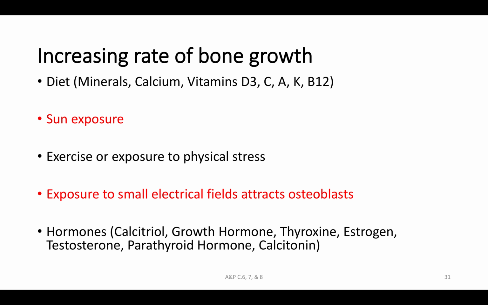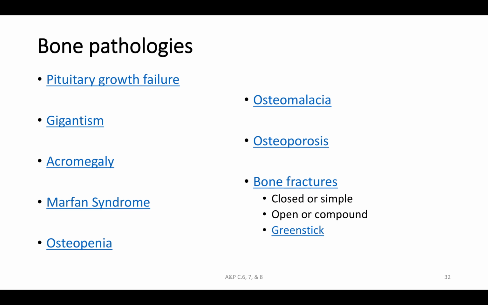And then we talked about the hormones that are involved with bone growth. With bone pathologies, this is the one that you researched. Ones that I would be familiar with are gigantism, which is where your pituitary produces too much growth hormone. We have osteoporosis. In osteoporosis, you have more osteoclasts than osteoblasts, and it causes your bones to be filled with holes, which makes them really brittle and they break easily.